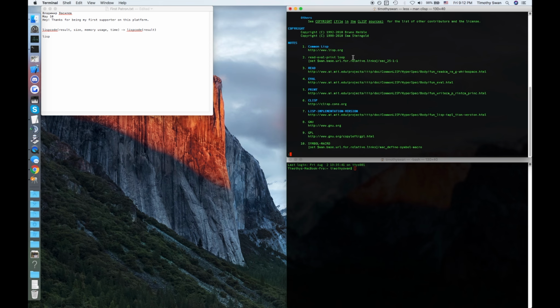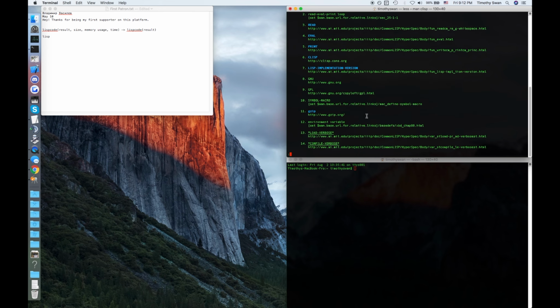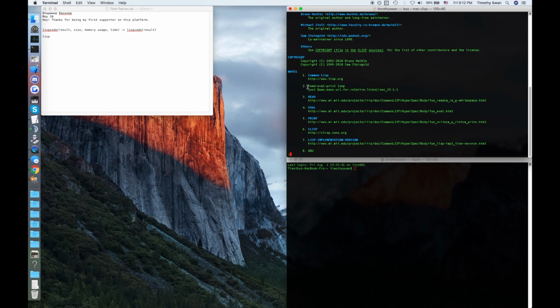I guess I used to use QBasic, and I used to read the instructions on how to code in QBasic when I was younger. But if you see this, it says AI.MIT. So this Common Lisp comes from the artificial intelligence studies at MIT.